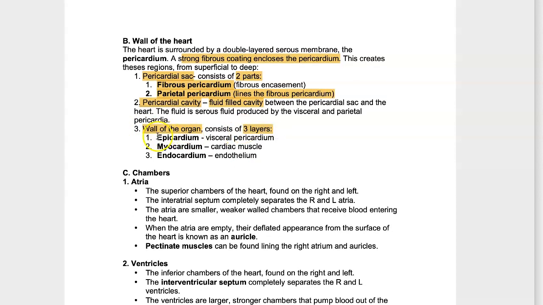The epicardium is the outer surface of the heart. It is the visceral pericardium. Deep to that is a thick wall of cardiac muscle called the myocardium. And then lining the hollow chambers of the heart is a layer called the endocardium, which is continuous with the endothelium that lines blood vessels.